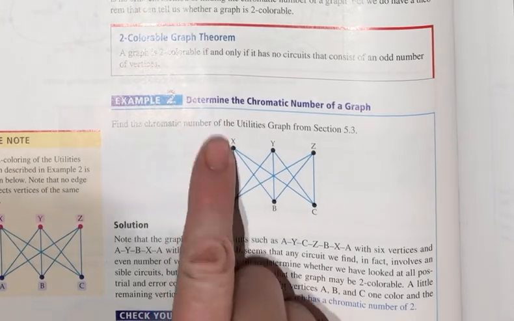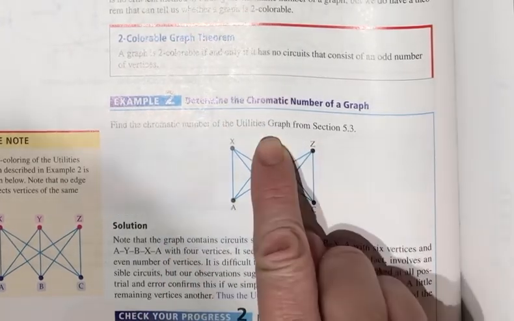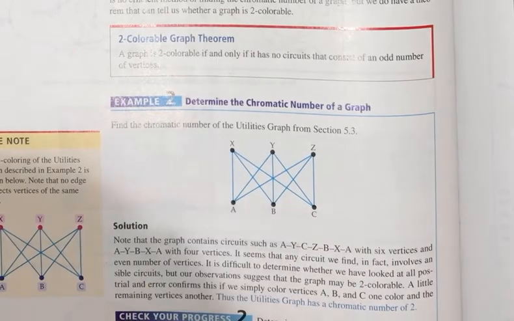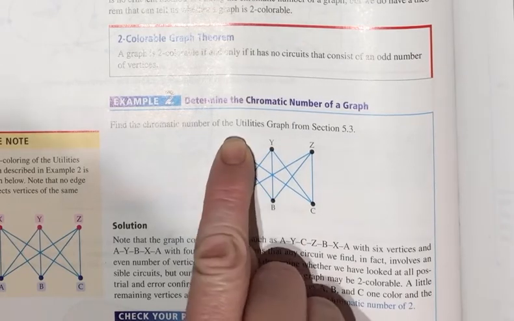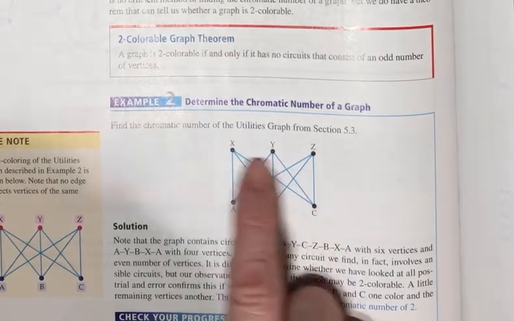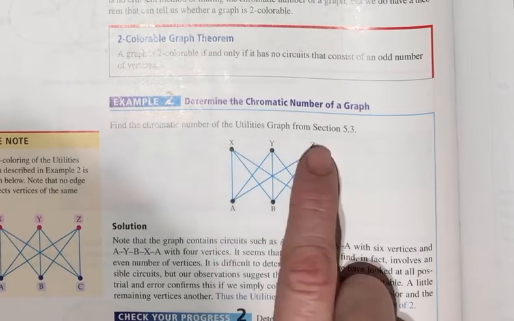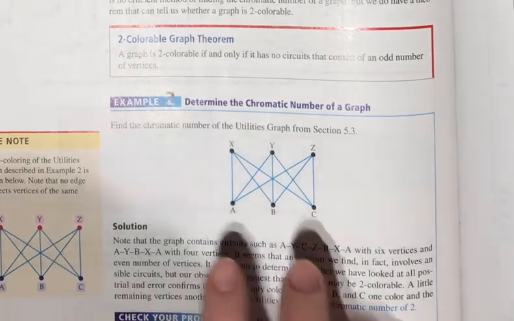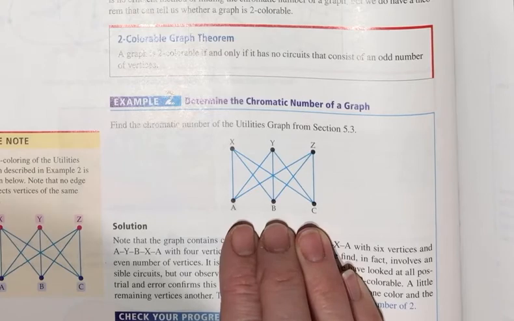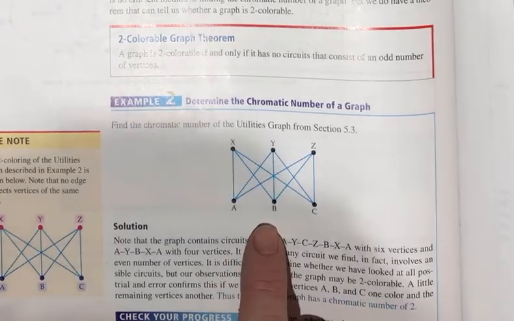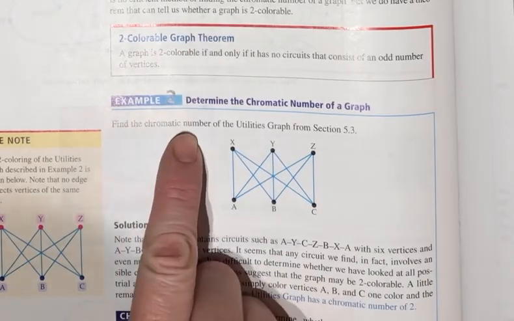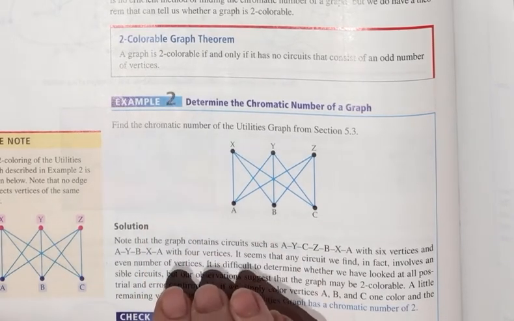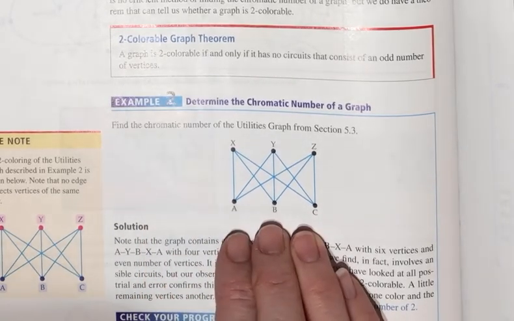So this is 1, 2, 3, 4, 5, 6, okay? Or 1, 2, 3, 4. So those are all even circuits. Because none of these are odd, this particular graph is 2 colorable by the 2 colorable graph theorem. And if this is all they're asking for, find the chromatic number, all you have to do is find the chromatic number. You do not have to color anything, okay?